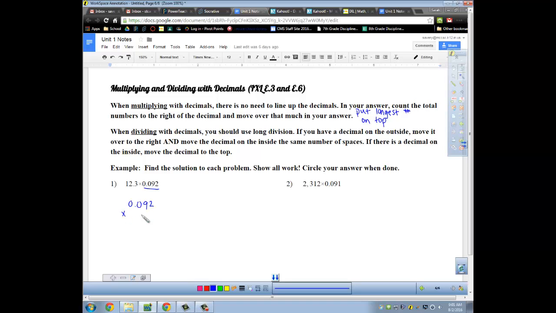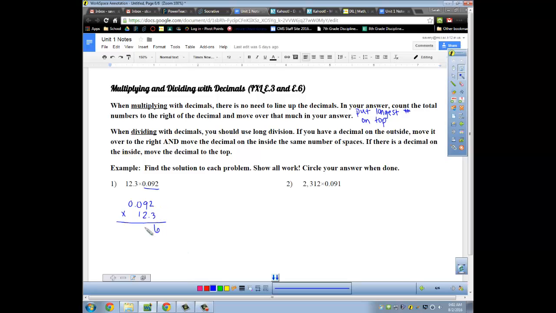And then times 12.3. So we do not line up the decimals here. We line up the numbers. And I'm going to start by multiplying 3 by all of my top numbers, and then I'll move to 2 and then 1. So 3 times 2 is 6.